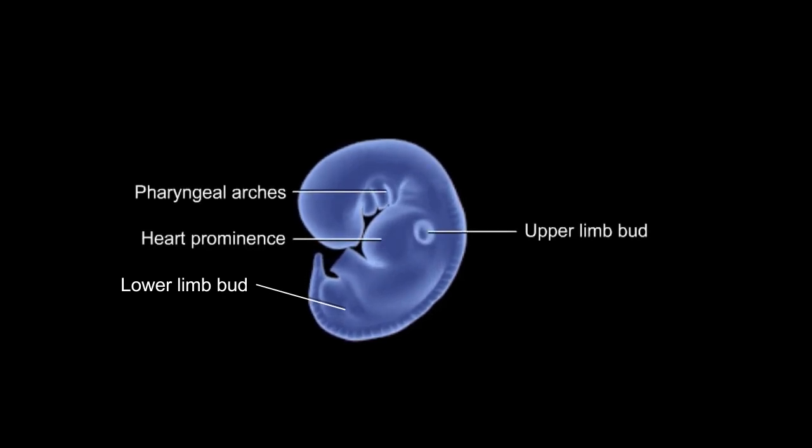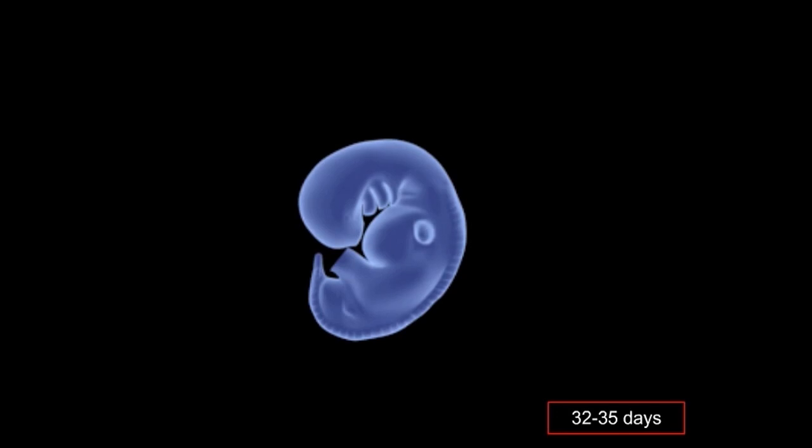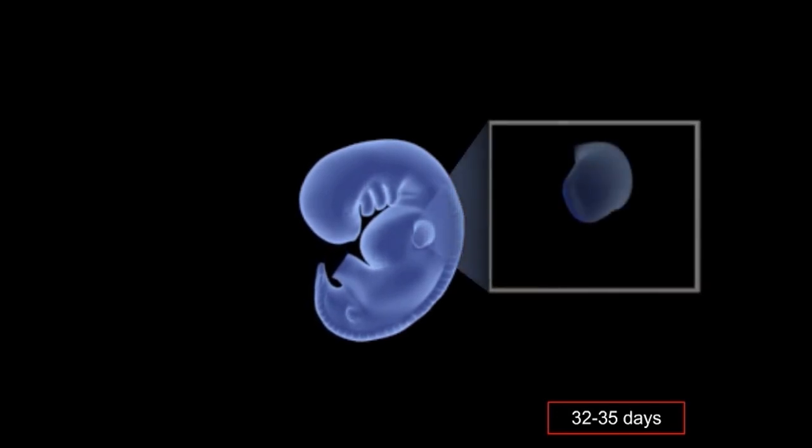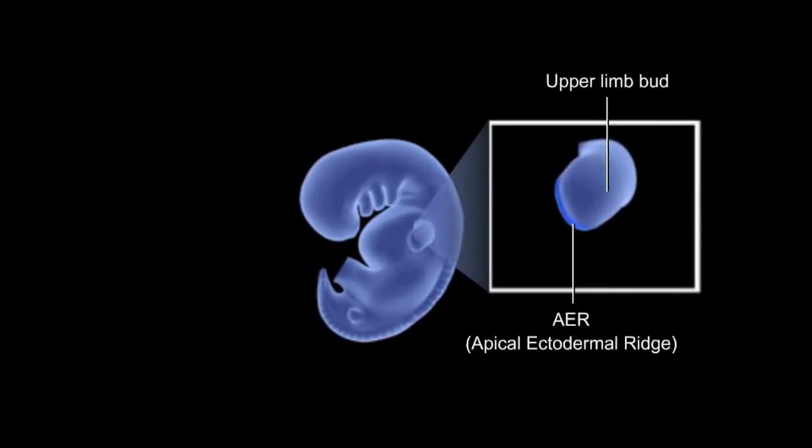Each limb bud consists of a core of mesenchyme derived from the lateral mesoderm and covered by ectoderm. The ectodermal cells at the distal end of the limb bud proliferate to form the apical ectodermal ridge, AER, a highly specialized signaling center.